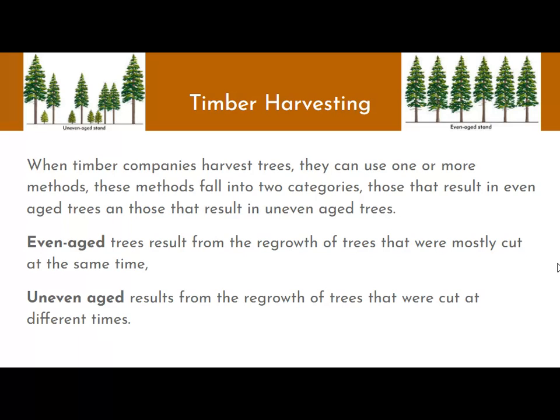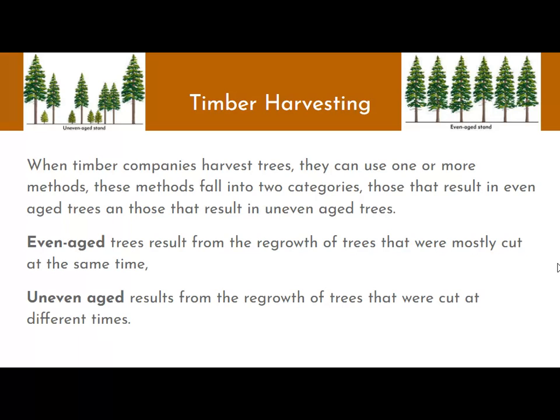So, even aged trees result from regrowth that were mostly cut at the same time. So, if you took a forest, clear cut a bunch of trees in one area, and then replanted trees, those trees would grow at the same pace, ideally. So, whenever the forest was complete, all of the trees would be the same height at the same time.